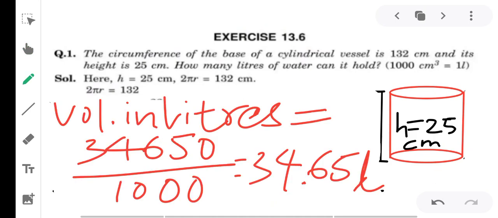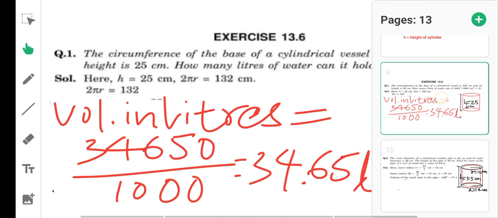So students, after dividing, the volume into liters, we will get 34,650 divided by 1000, so we will get 34.65 liter, that is the volume of the cylinder. This is the cylinder and this is the volume in liters, right. So this is the volume in centimeter cube, and we have converted into liters, so we will get 34.65 liter, that is the final volume of the given cylinder, right friends. So this is question number 1. Now we will move toward question number 2, right.